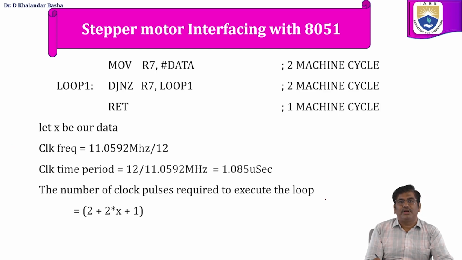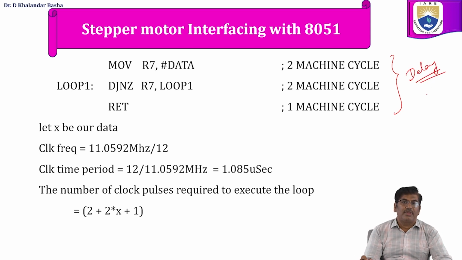The program for the stepper motor winding is: move the data to R7, next decrement R7, then again go to the loop, then R8. This is a program for a delay. After each rotation, how much time we want to wait will be given by this program to provide a delay. So what is the data we want to load into R7 for providing the delay?